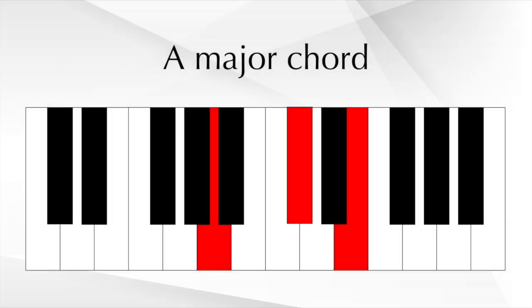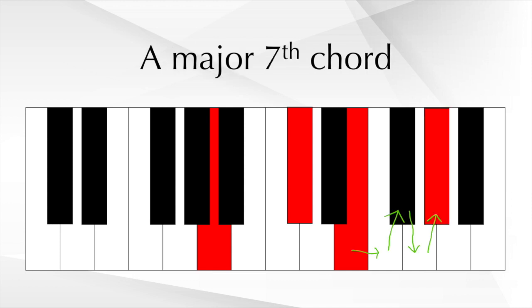Once again, here is the A major chord. We take the last note E and move it up by 4 semitones and land on G sharp. If we add G sharp to an A major chord, we get an A major 7 chord.